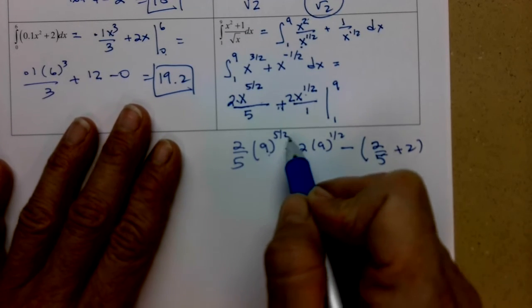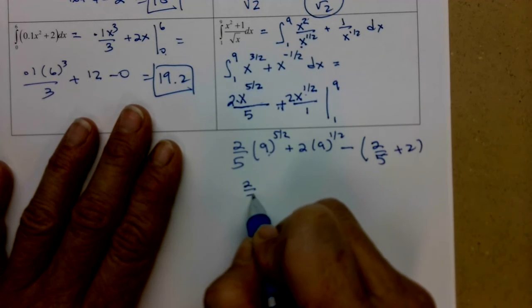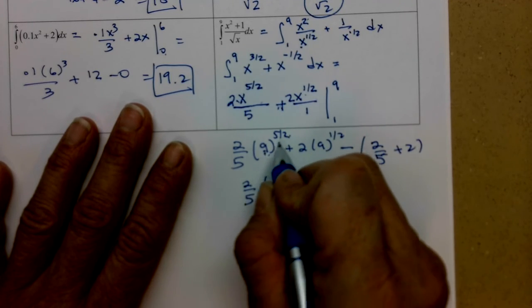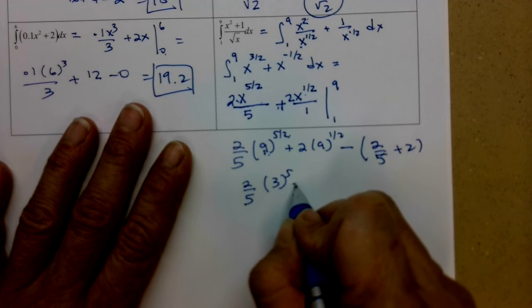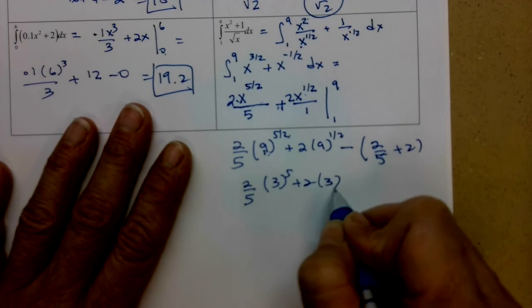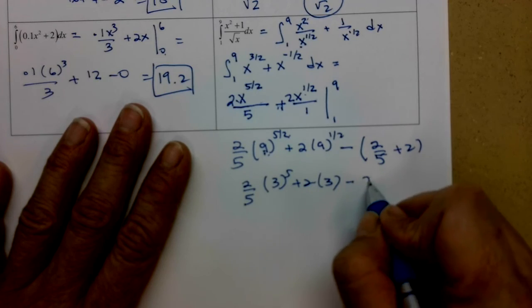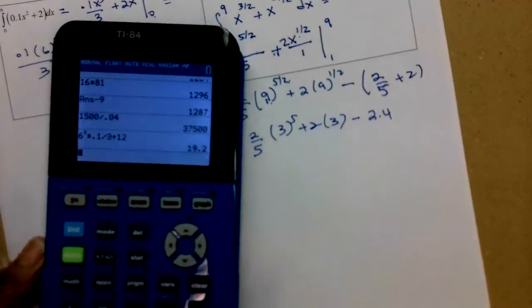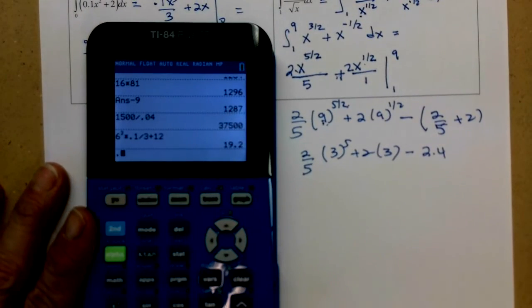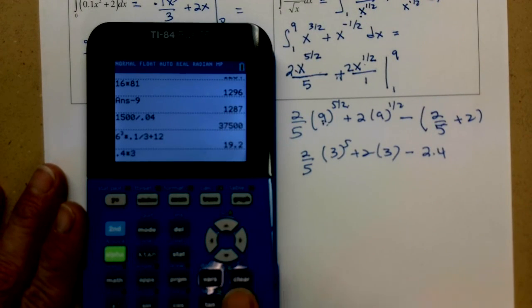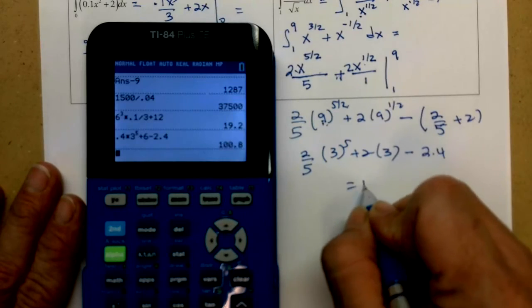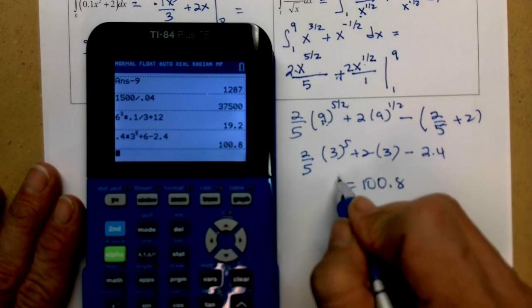Okay, so maybe you're thinking of these as exponents. Maybe you just grabbed your calculator, which is totally fine. But that'll be, the square root of 9 is 3. So I really have a 3 to the 5th plus 2 times 3. And then minus, what is that, 2.4, whatever that is. I'm going to my calculator because that's just what I'm going to do. So I've got 2/5, so 0.4 times 3 to the 5th plus 6 minus 2.4. So that looks like that one is going to be 100.8.